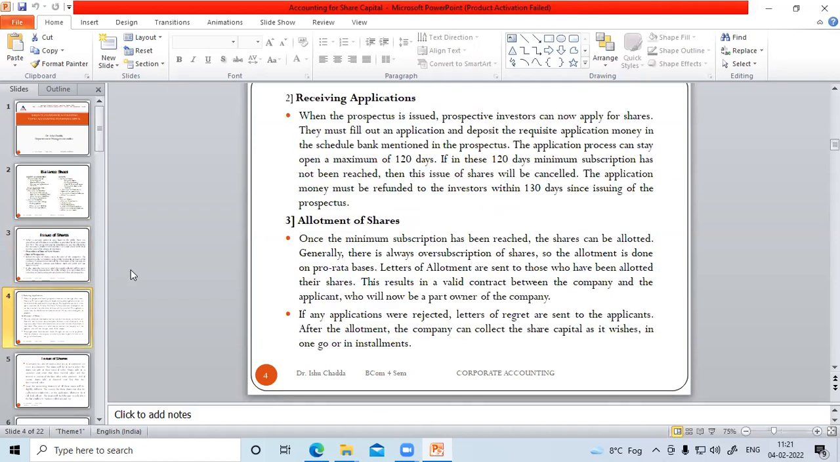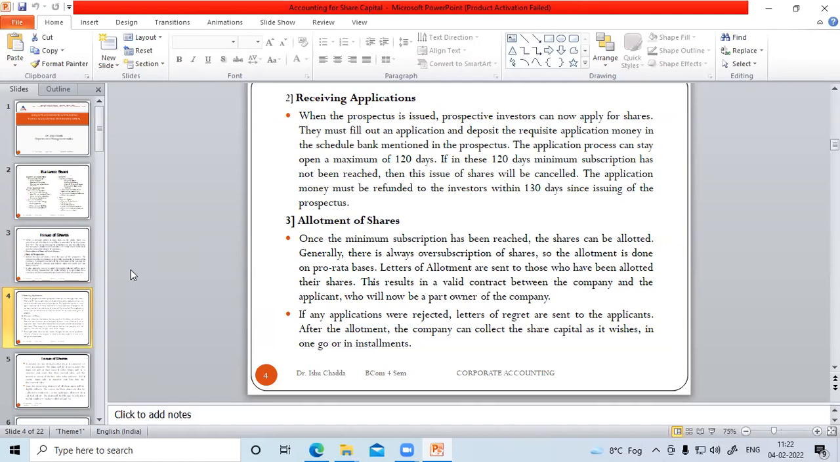Next, we have receiving applications. In response to the issue of the prospectus, applications for subscription of shares are submitted by prospective shareholders to the company. The applicant is required to pay at least 5% of the nominal value of the shares with the application, as application money as per section 69 subsection 3. So whenever a company issues a prospectus, prospective investors can apply for shares. They must fill out an application and deposit the required application money in the scheduled bank mentioned in the prospectus.